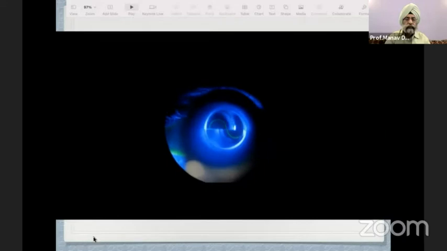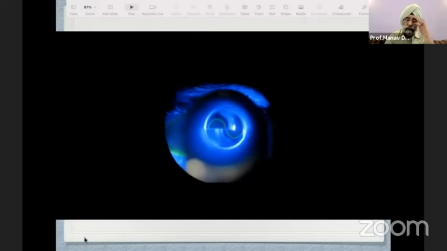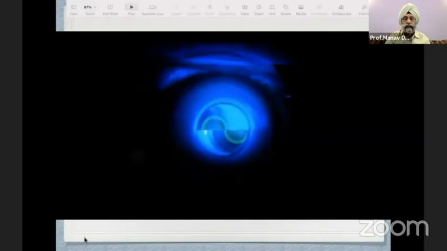Inaccurate vertical alignment can give rise to false IOP values. This part of the video shows inaccurate vertical alignment, which is being corrected.